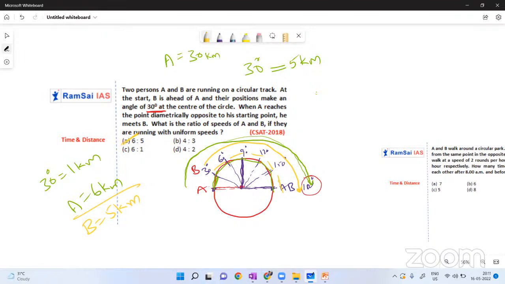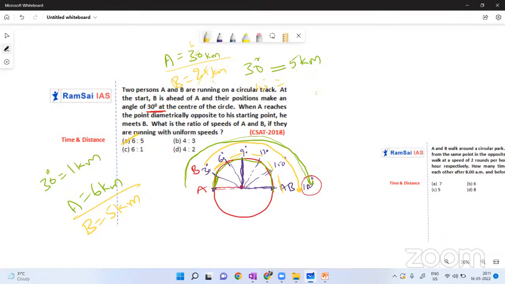That's it. So in the above example, 30 degrees equal to 5 kilometers means 150 degrees equal to 5 fives, which is 25 kilometers. So B traveled 25 kilometers. So what is the ratio of A and B?